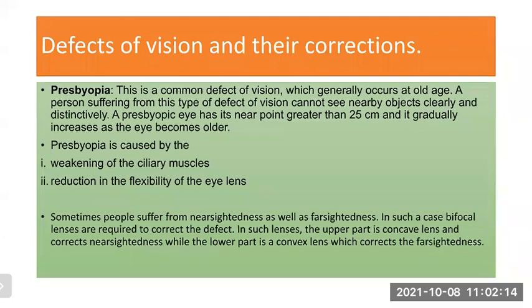So in the same specs, you have concave lens as well as convex lens. So the upper part is the concave lens which will correct the nearsightedness, and the lower part of the spec will be the convex lens which will correct the farsightedness. Got it? So these three defects we have studied.